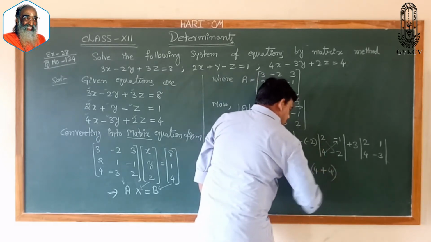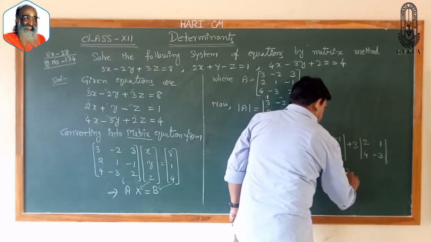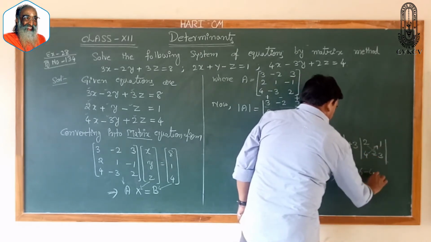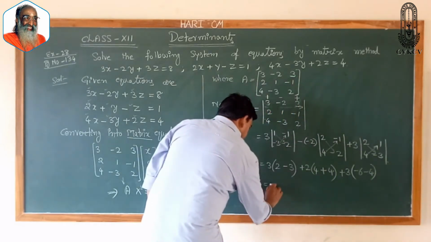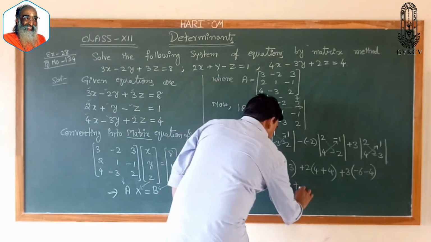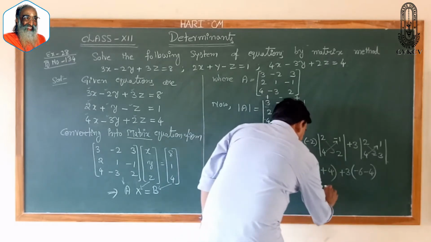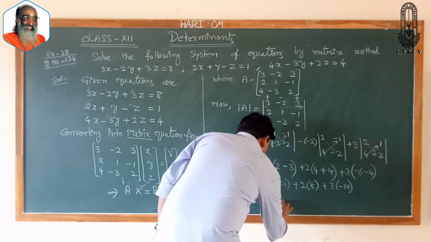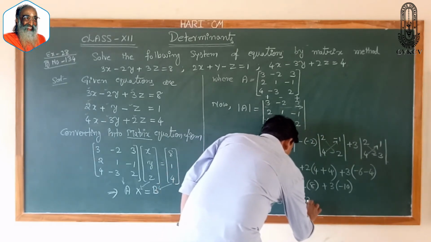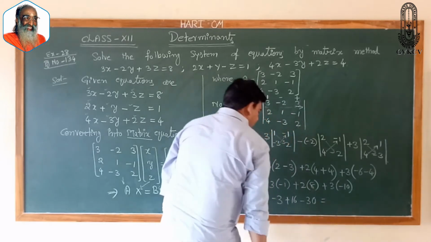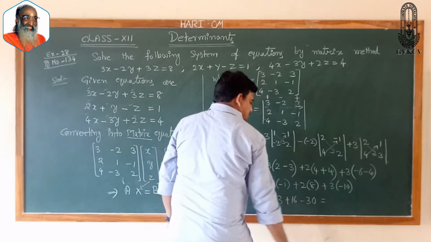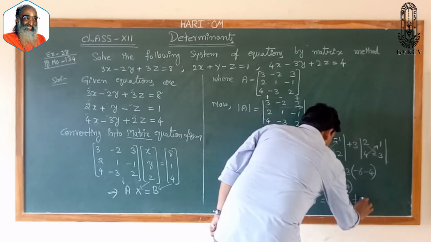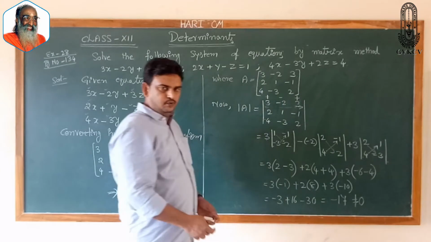So minus of minus becomes plus 4. And here I have plus 3. 2 into minus 3, minus 6. 4 into 1, minus 4. So 3 into minus 1, 2 into 8, 3 into minus 10. We have minus 3 plus 16 minus 30. Total minus 33 plus 16. We have minus 17, which is not equal to 0.